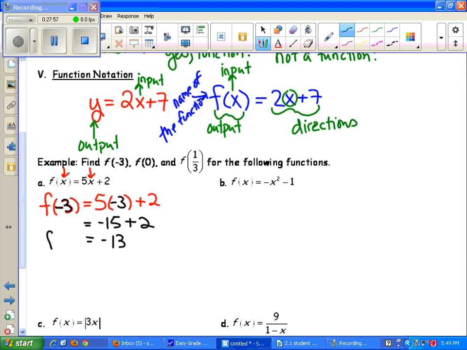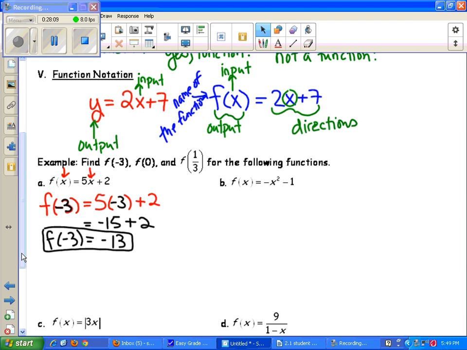So the way that we write this is f of -3 equals -13. This is nice notation because it's kind of like an ordered pair. Instead of writing it out as an ordered pair, we know that if I were to write this as an ordered pair, my x value when it's -3, my y value would be -13.